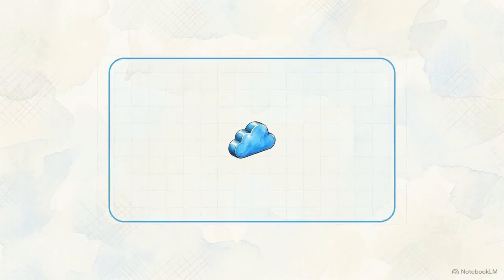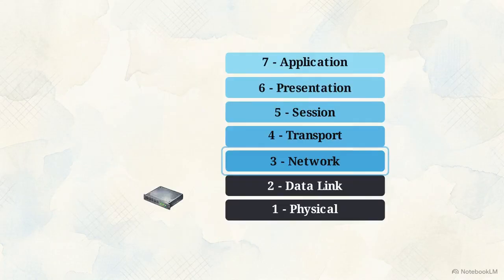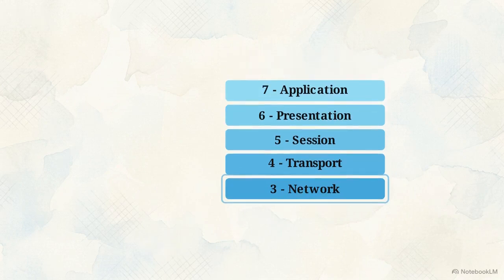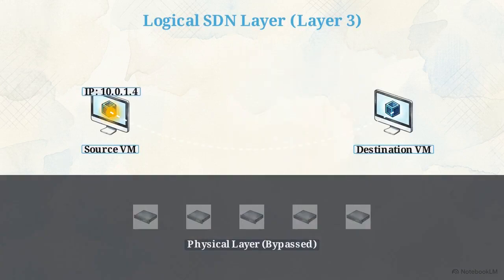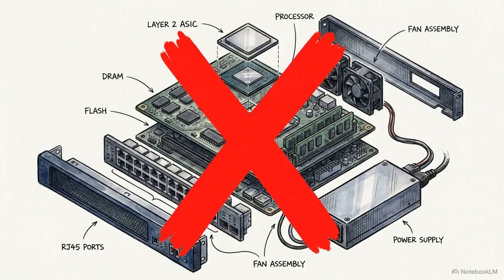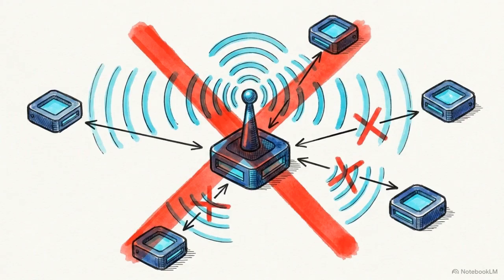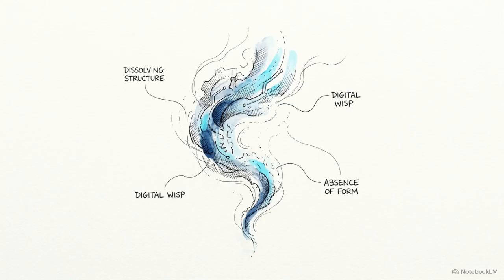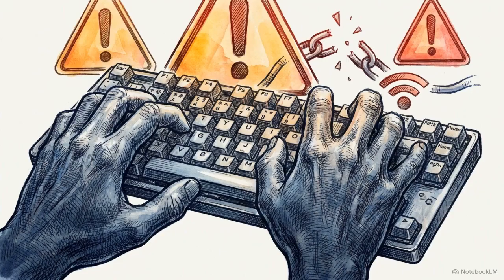An Azure virtual network functions as a software-defined networking abstraction. The entire Azure fabric operates exclusively at Layer 3 and above. It routes based on IP addresses, bypassing traditional hardware layer constraints. Legacy concepts like Layer 2 routing, broadcast MAC addresses, and multicast traffic do not exist in this environment. Applying physical network troubleshooting tactics to an Azure deployment leads to architectural misunderstandings and misdiagnosed connectivity failures.